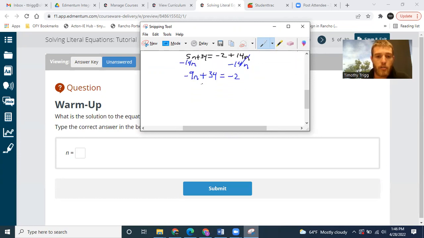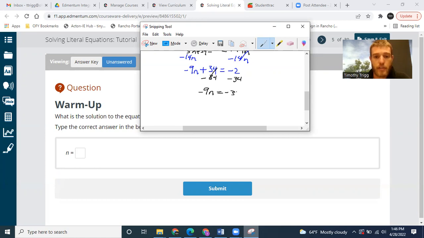For our next step, we're going to go ahead and subtract 34 from both sides of the equation. Again, I hope you're writing this all down. This will give you -9n equals -36.